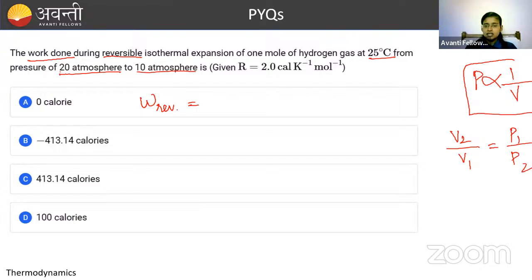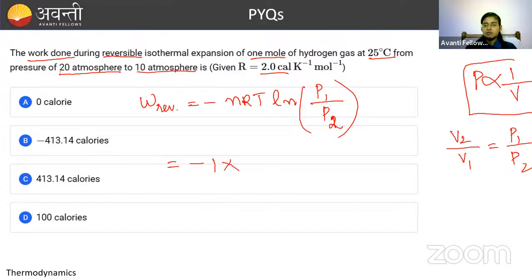It is minus nRT into ln of V2 by V1, right? So instead of that, you write P1 by P2. Got it? P1 by P2. So now you substitute. What is the number of mole? Number of mole is 1 mole. So it is 1. And what is the R value? In terms of calorie per Kelvin per mole, it is 2. And what is the temperature? It is 25 degrees Celsius. Convert it into Kelvin. So it will be 25 plus 273.15. So it will be 298.15.